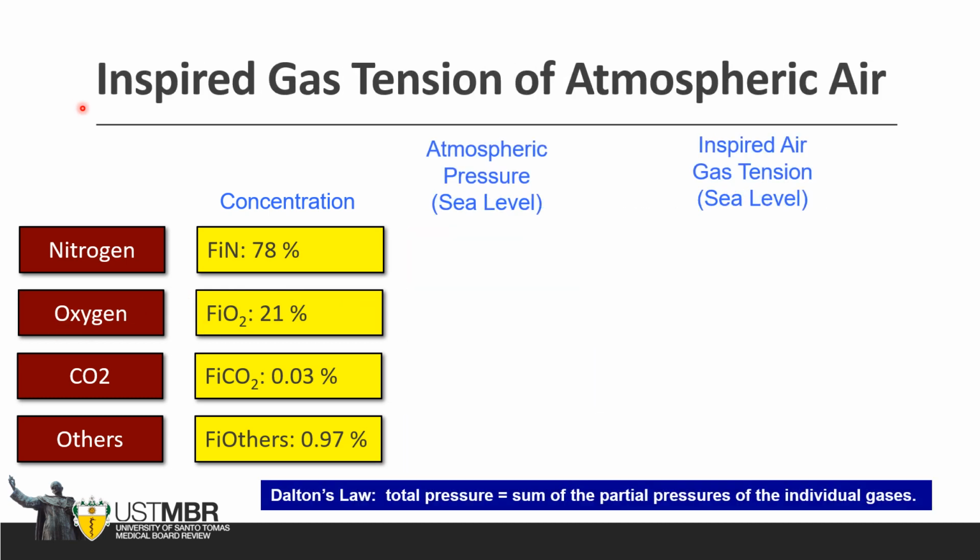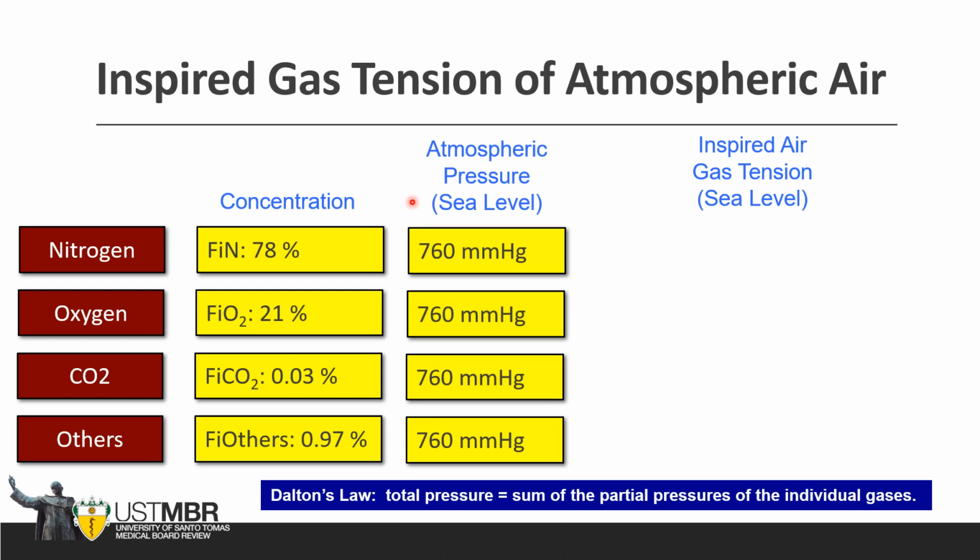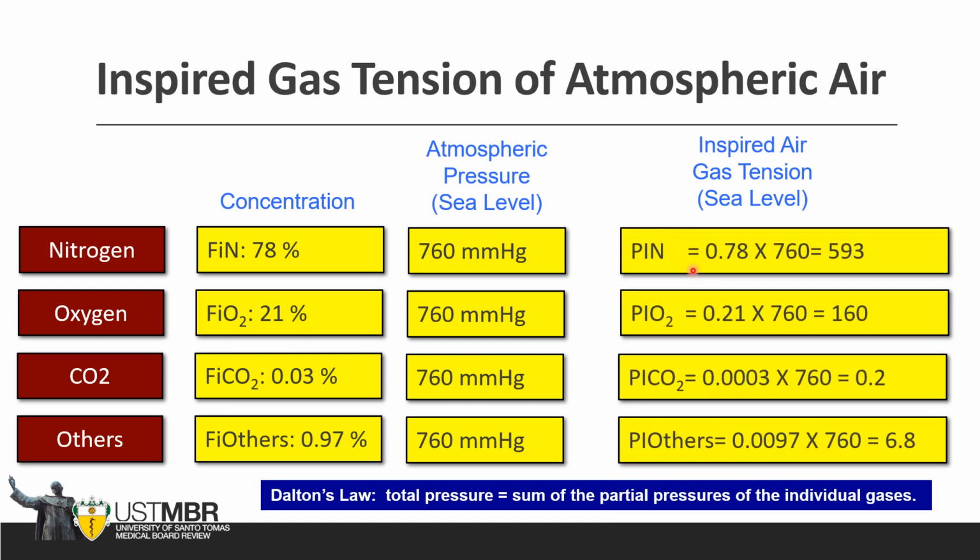So let's now discuss the inspired gas tension of atmospheric air. At sea level, the atmospheric pressure is 760 millimeters mercury. And therefore, if we want to compute for the inspired nitrogen gas tension, we just multiply 760 with the concentration of nitrogen, which is 78%. And therefore, we come out with the inspired nitrogen tension of around 593.